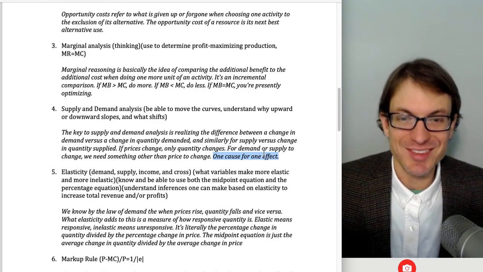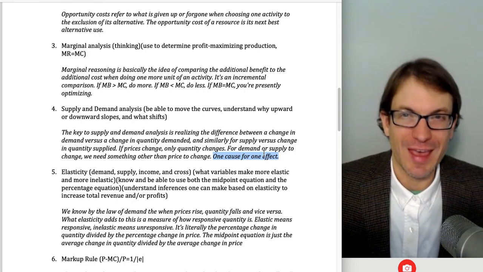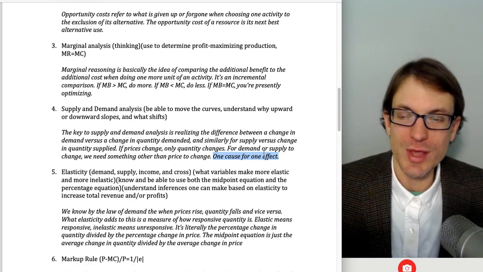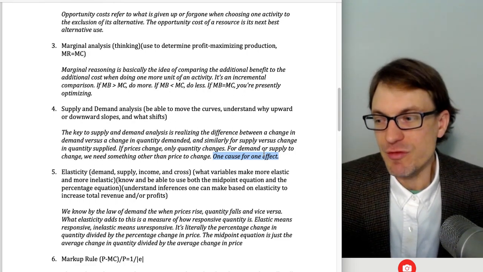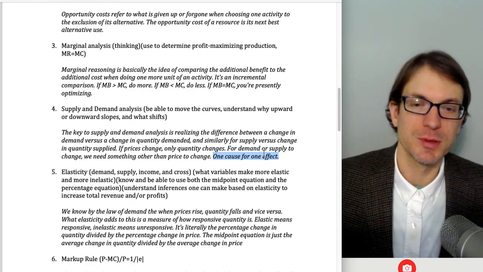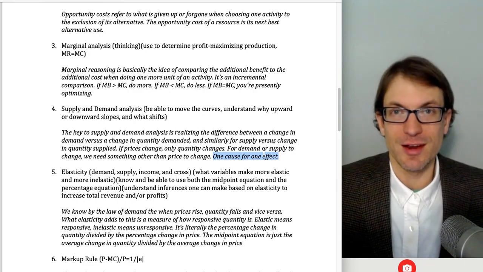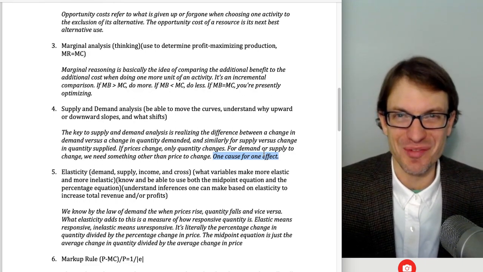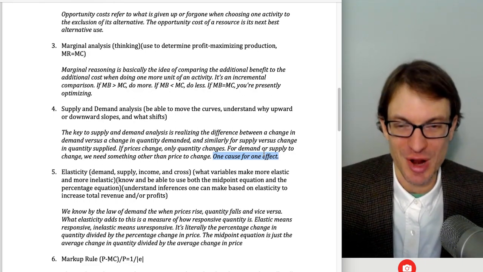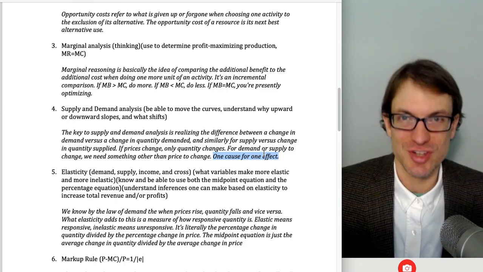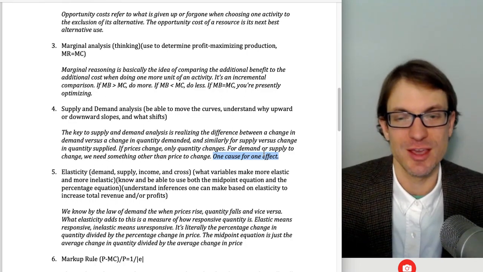Then you would not say anything about demand. There's a tendency for students to want to say, oh, we had this drought, this is going to leftward shift the supply of avocados, and so this is going to do something to demand. No, one cause for one effect. And so here we said the drought is affecting the supply side, shift supply to the left, don't say anything about demand.